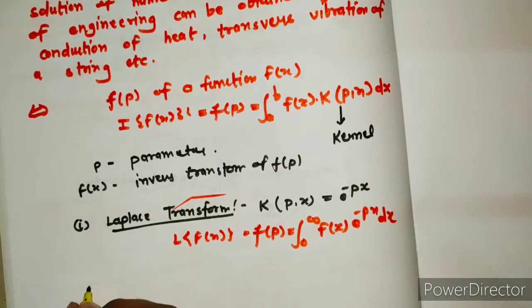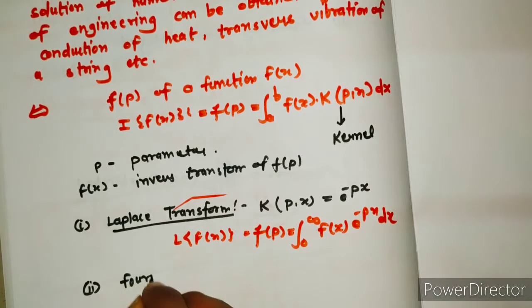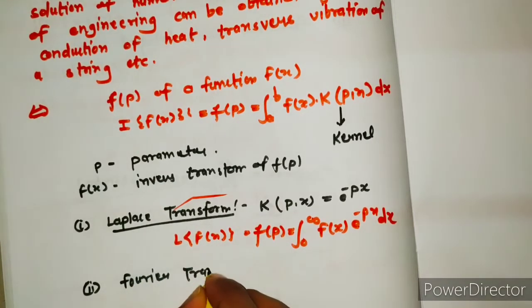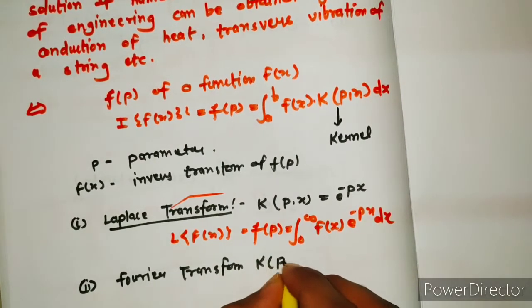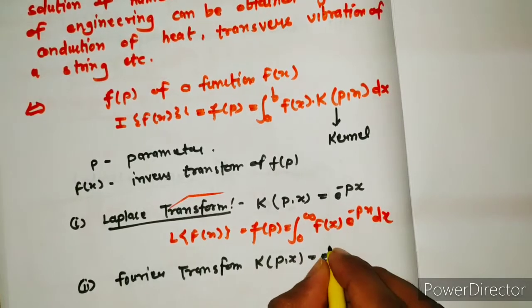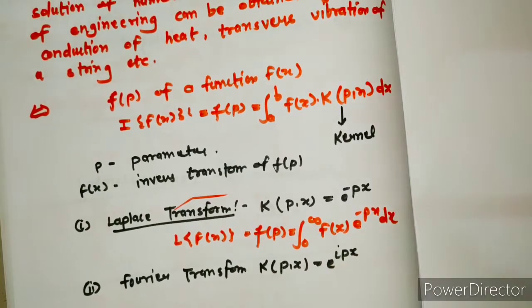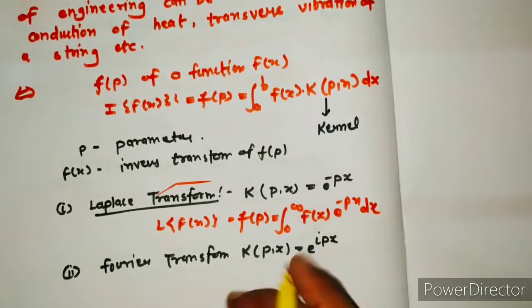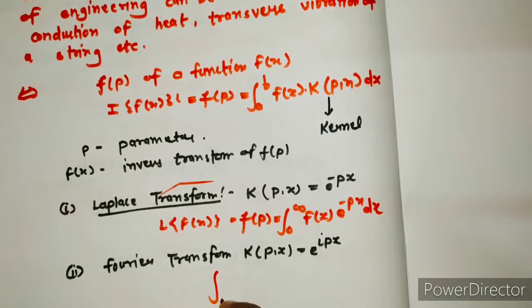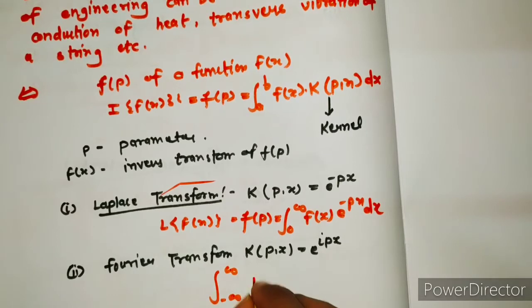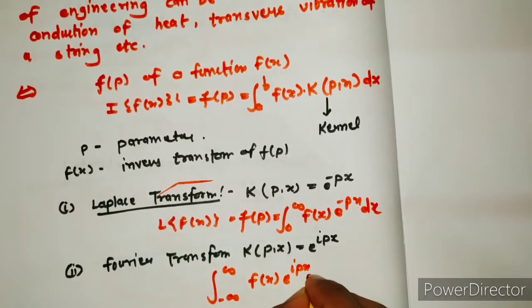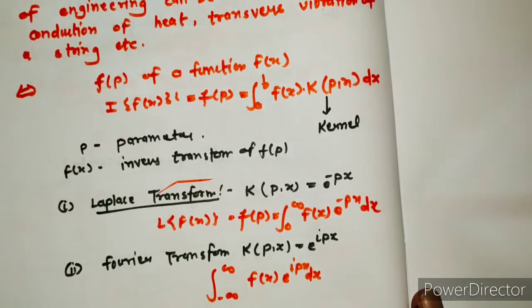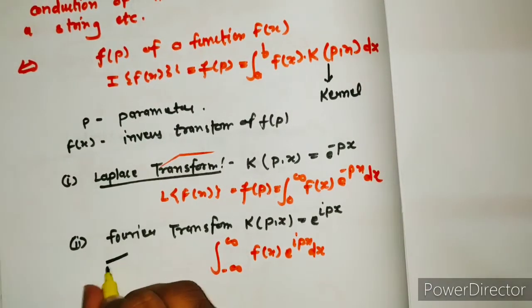Second, we discuss the complex Fourier transform. When our kernel K(p, x) is equal to e raised to the power ipx, then our integration is from minus infinity to infinity of f(x) e raised to the power ipx dx. So in this chapter, we will only discuss Fourier transforms.